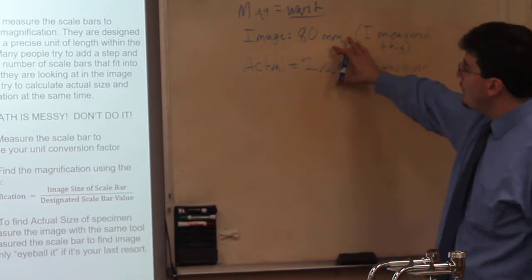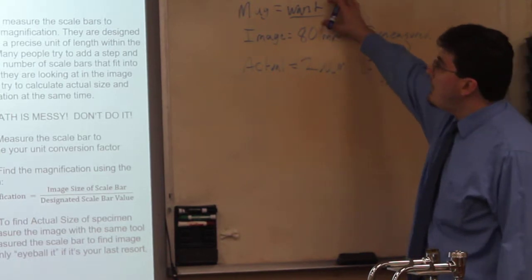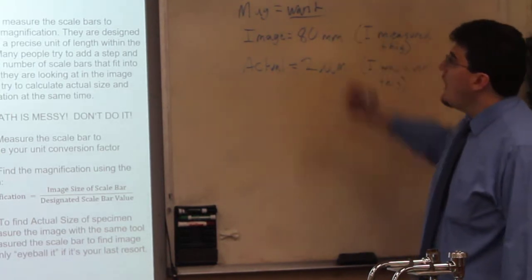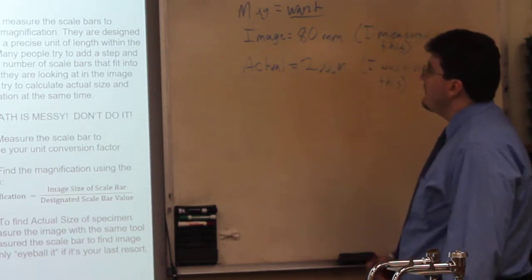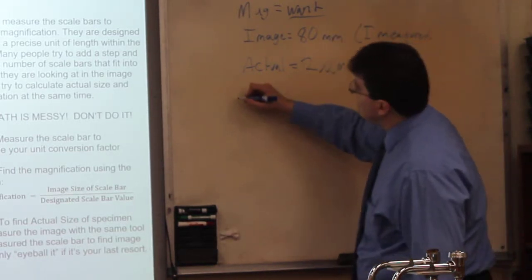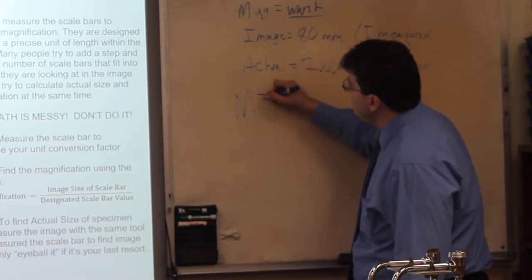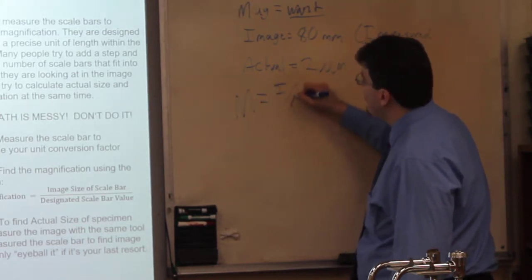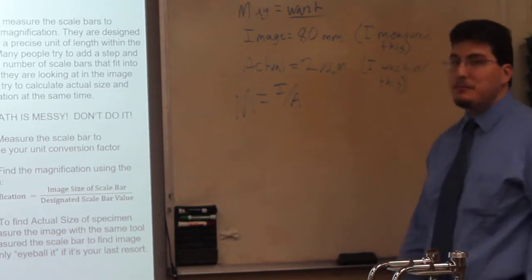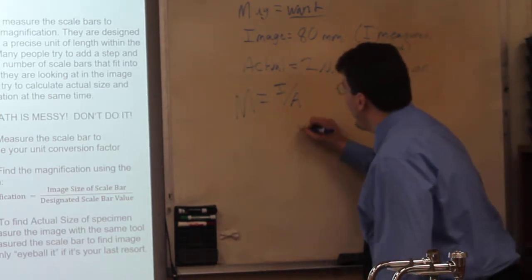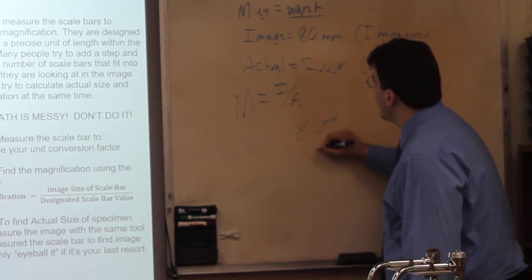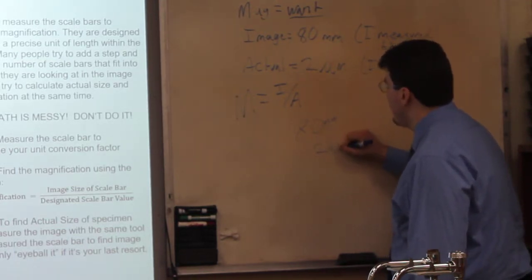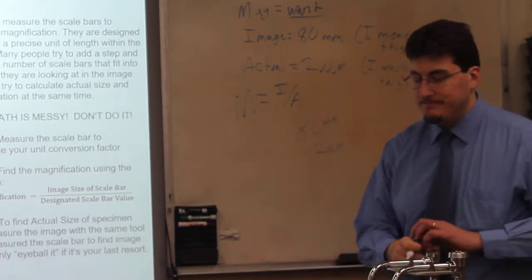These are my knowns. This is my unknown. I want my unknown. I have my knowns. My equation is this: M equals I over A. Plug and play. 80 millimeters over 2 micrometers. Now here's the question.